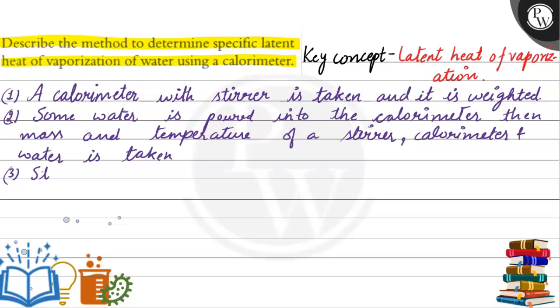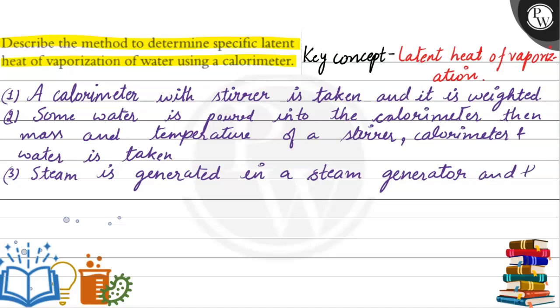तो स्टीम, while boiling, steam is generated in a steam generator, and the temperature of steam is noted. हम steam के temperature को note करते हैं, कितना temperature है.